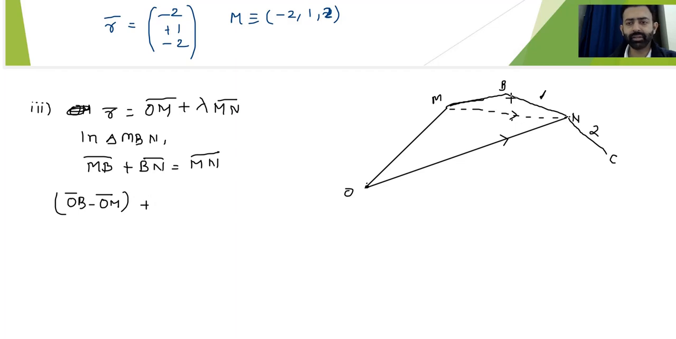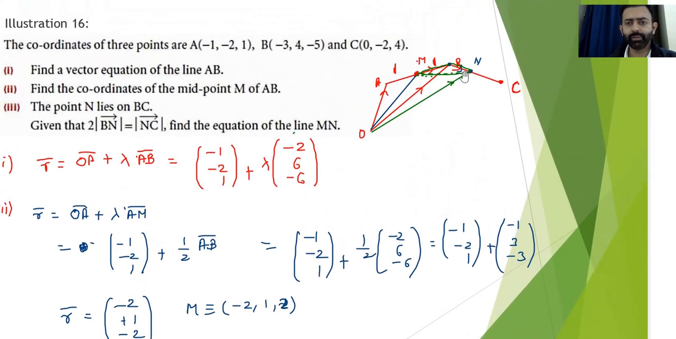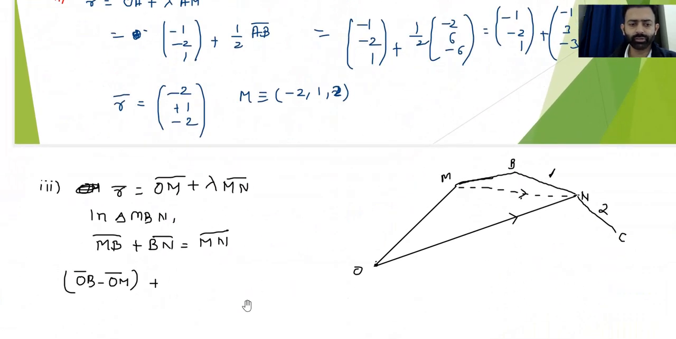Plus BN will be, what is this BN? BN will be 1/3 of BC. If you see the original diagram, this BC was a straight line. So N was 1/3 of BC, right? So BN is 1/3 of BC. This is your vector MN.